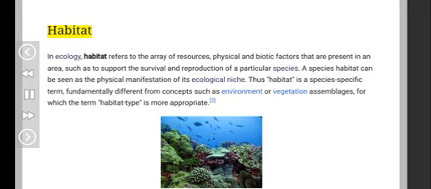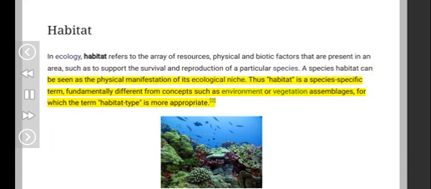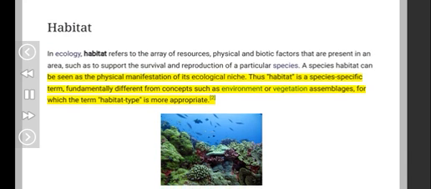Habitat. In ecology, habitat refers to the array of resources, physical and biotic factors that are present in an area, such as to support the survival and reproduction of a particular species. A species' habitat can be seen as the physical manifestation of its ecological niche. Thus, habitat is a species-specific term, fundamentally different from concepts such as environment or vegetation assemblages, for which the term habitat type is more appropriate.